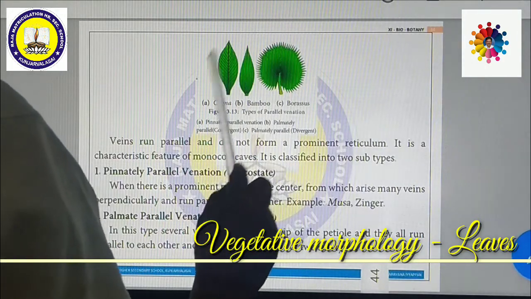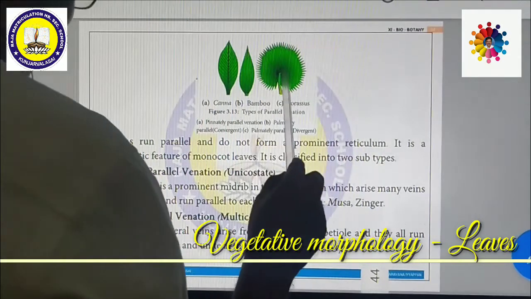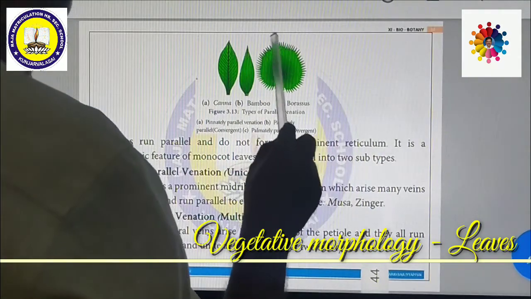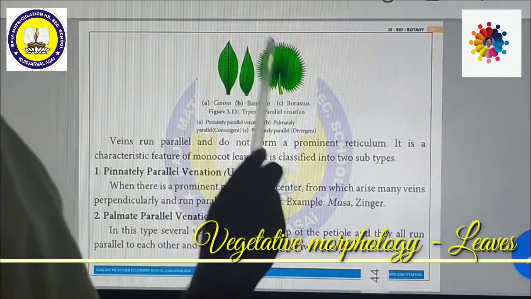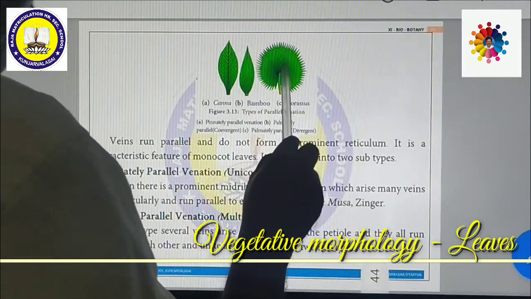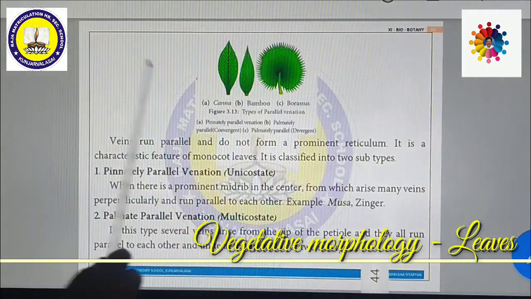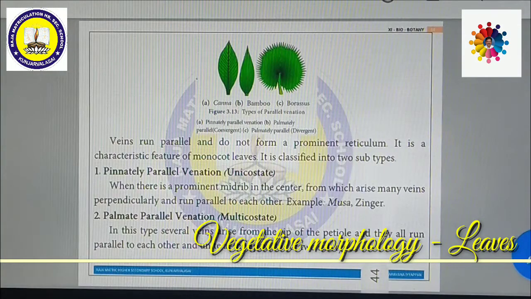As we have seen in reticulate venation, similarly parallel venation is also further divided into two types, namely pinnately parallel venation and palmately parallel venation. This palmately parallel venation is further divided into two types, namely palmately parallel convergent and palmately parallel divergent. When veins run parallel and do not form a prominent reticulum, it is a characteristic of monocot leaves. It is further classified into two types, namely pinnately parallel venation, unicostate, and palmately parallel venation, multicostate.